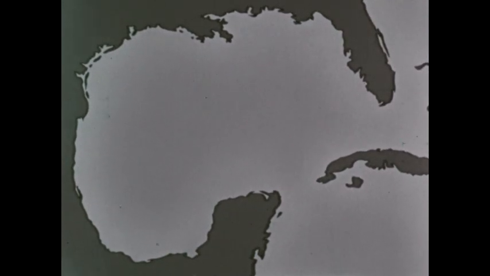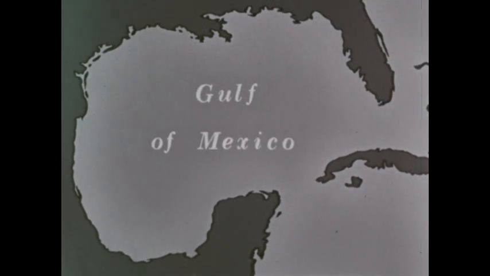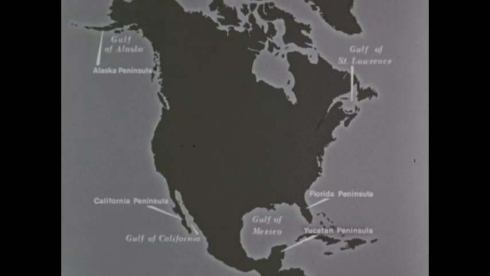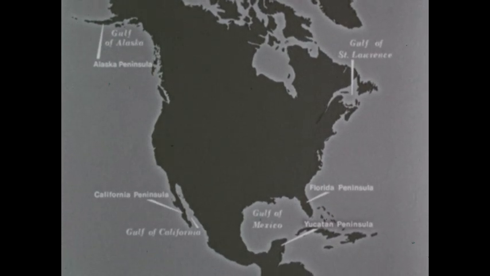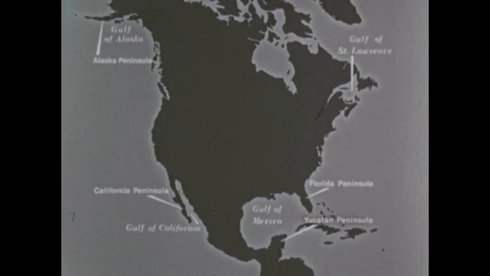A large part of an ocean, almost surrounded by land, is usually referred to as a gulf. This is the Gulf of Mexico. Gulfs and peninsulas are the most noticeable features of a continent's coastline and give it an irregular shape.